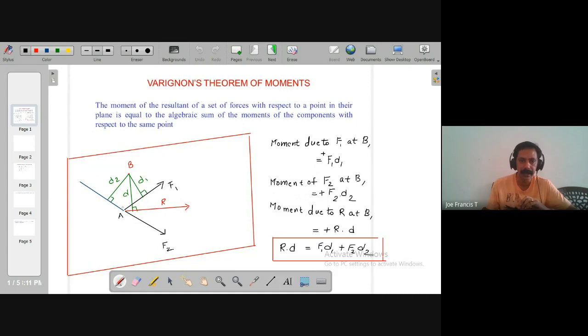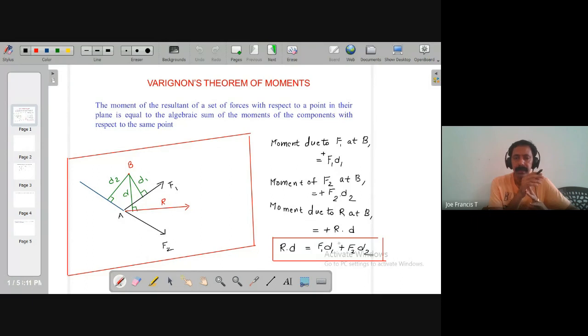Now if you consider the resultant R, moment due to the resultant R at B is given by RD. Again, it is an anti-clockwise moment, so plus RD. So if you apply this theorem, you can say that RD is equal to F1 D1 plus F2 D2. So this is what you call Varignon's theorem of moment, and this is a very useful theorem for solving problems in mechanics, especially parallel forces. Okay.